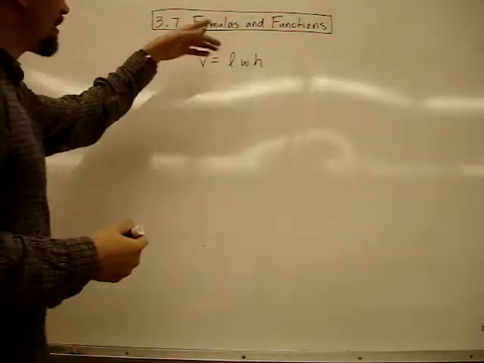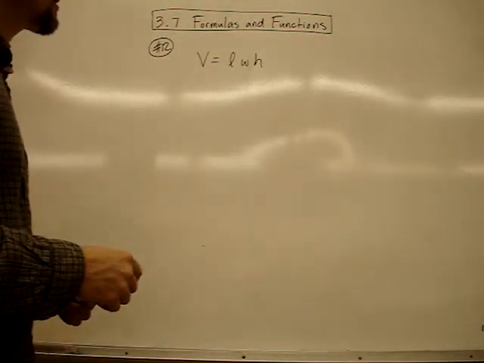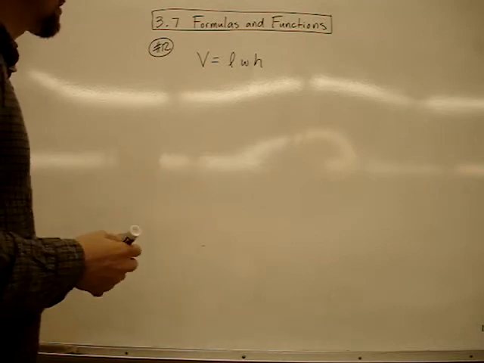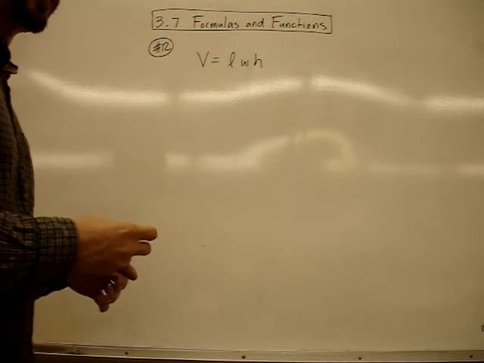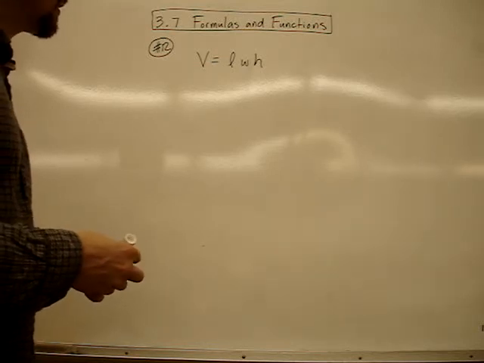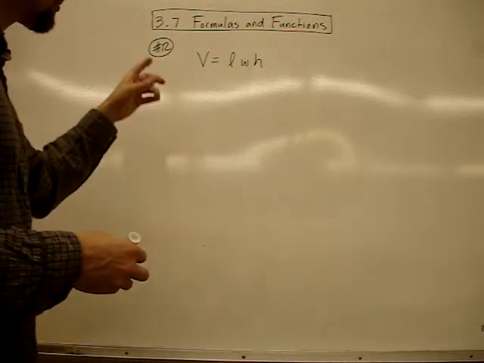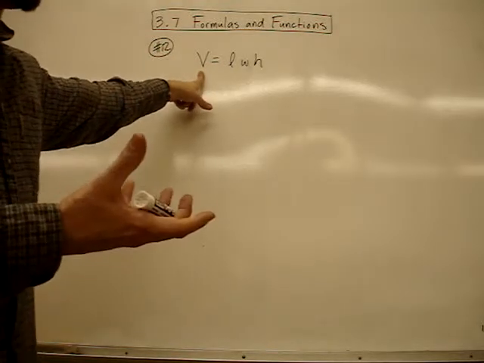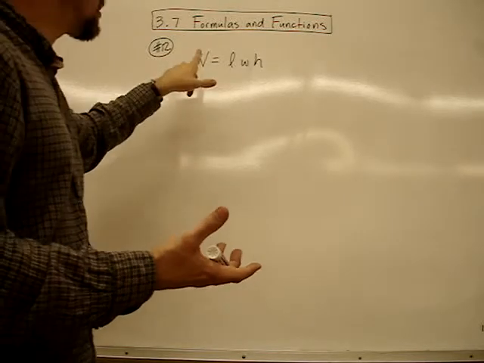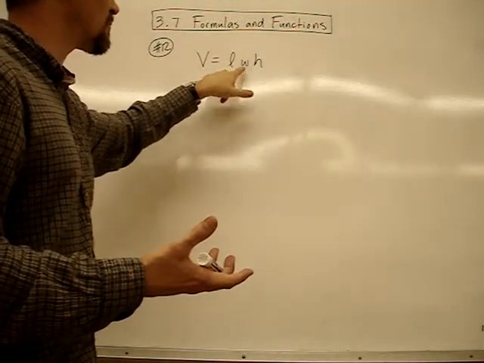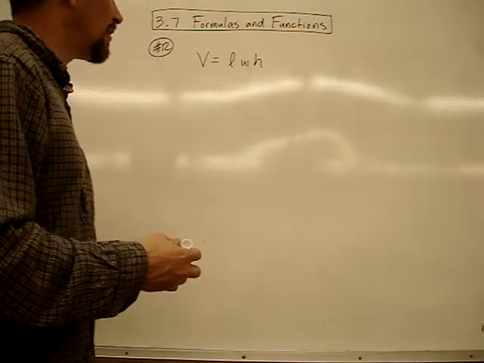Okay, so 3.7, the section that's called Formulas and Functions. I'm going to work on number 12 as sort of an intro to how this works. And number 12 says the volume of a rectangular prism is V equals L times W times H.